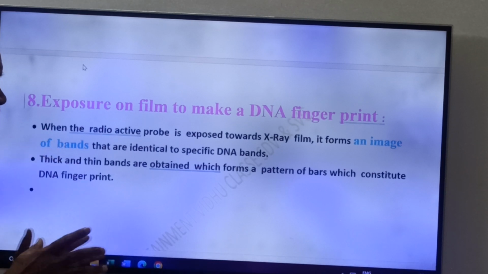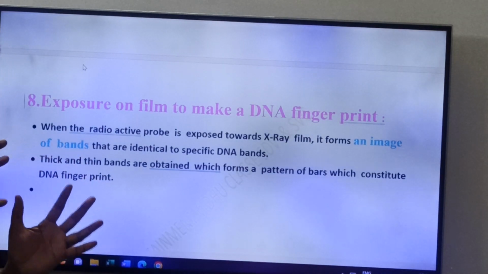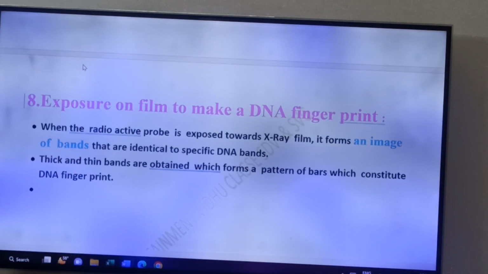When the radioactive probe is exposed to X-ray film, it forms an image of bands that are identical to specific DNA bands. Thick and thin bands are obtained, which form a pattern of bars that constitutes the DNA fingerprint.